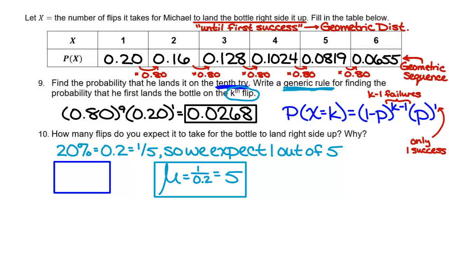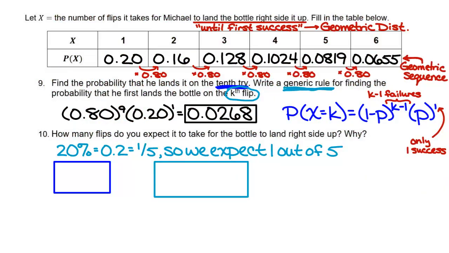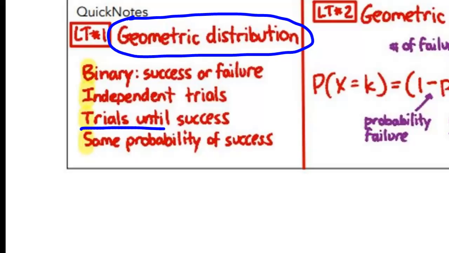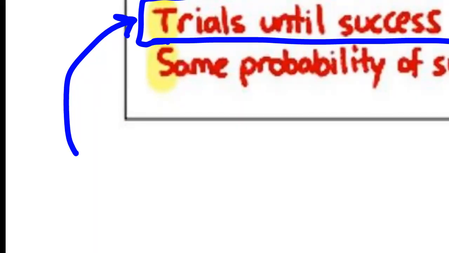The geometric distribution is related to the binomial distribution. We still have a binary. There's a success or a failure. He either lands the bottle right side up or he doesn't. The difference is that our number of trials is no longer fixed. It's trials until we see success.